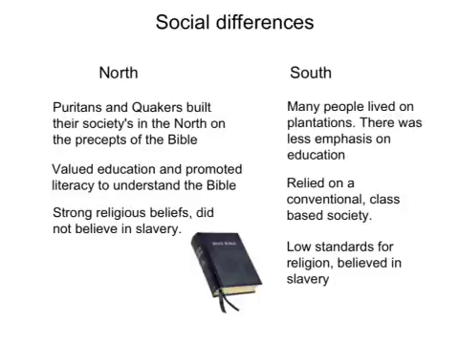Along with everything else, there are also social differences between the North and South colonies. The Puritans and Quakers built their societies in the North on the precepts of the Bible. They thought that the Bible was very important, and they believed everything that they read in it. They did not believe in slavery, and they valued education more than the South valued it.